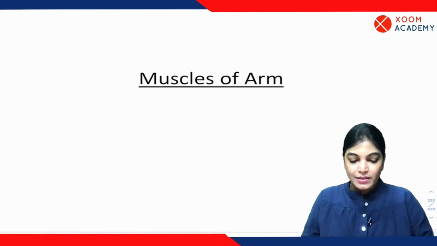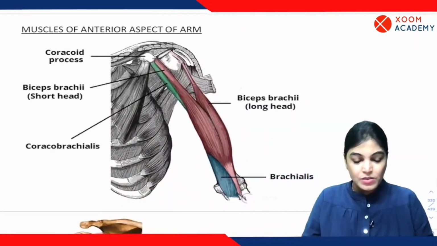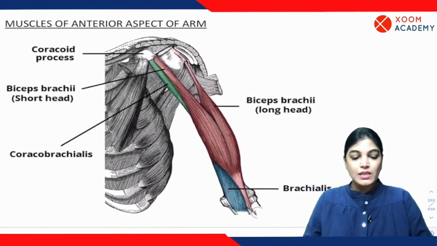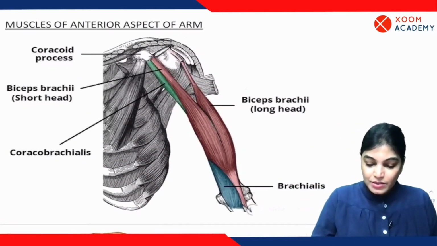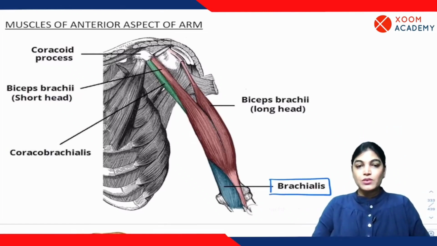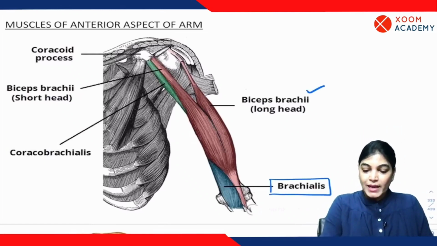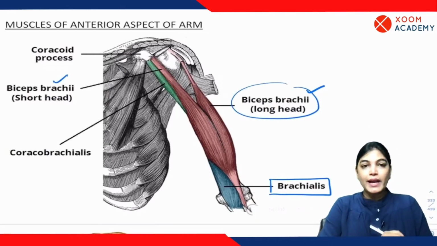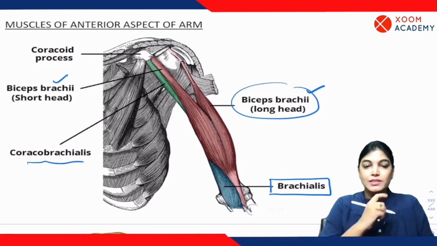So let's discuss that. Firstly, let's discuss the muscles of the anterior aspect of the arm. I would like to show you these muscles. In this category, I am going to discuss three muscles. The brachialis muscle, a strong flexor of the elbow joint. We have the biceps brachii muscle, having a short head and a long head. And the third one is coracobrachialis.